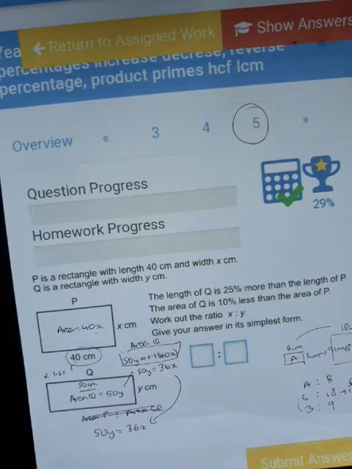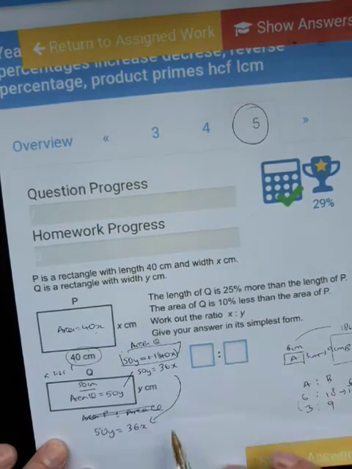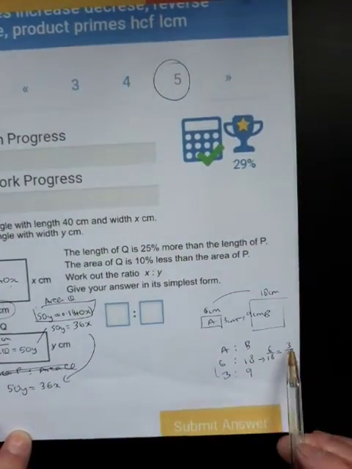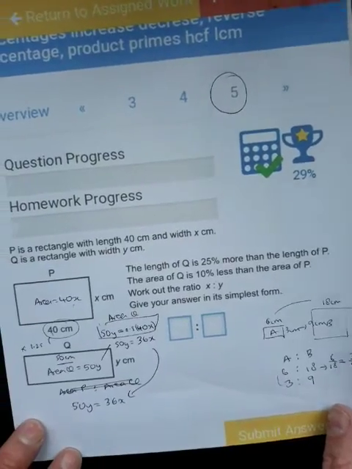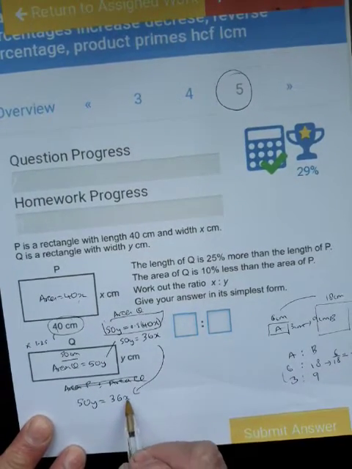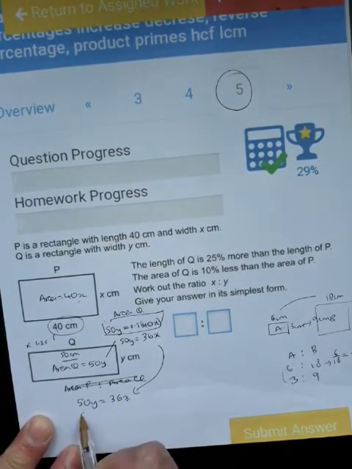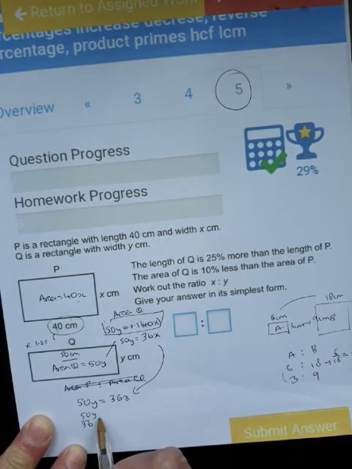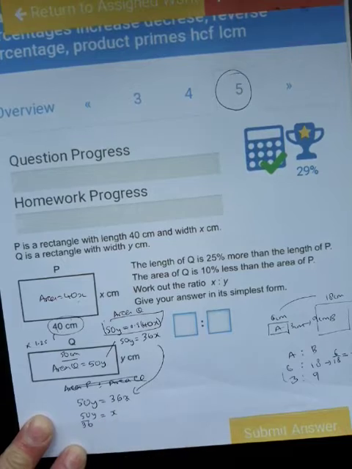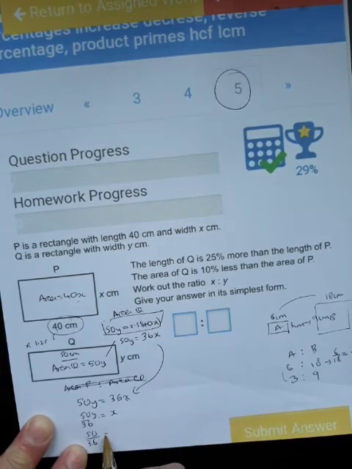And what do I want? I want the ratio of x to y. So if you go back to this information here, I'm going to try and get one of these to be x and one of these to be y. Looking at this, I'm going to keep the x there. I'm going to divide by 36 both sides. So 50y over 36 must be equal to x. And then I'm going to divide both sides by y because I want that x over y here. So I get 50 over 36 on this side. Divide by y, I get x over y.